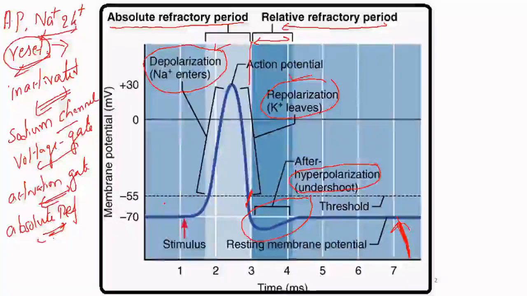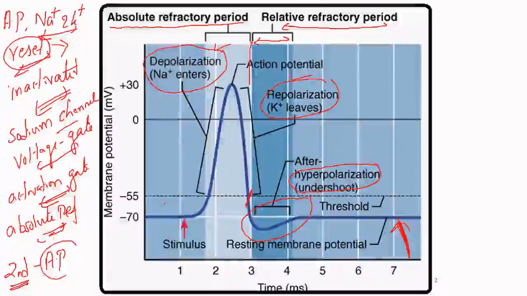So in short, the absolute refractory period is a period during which a second action potential is not possible. That is the meaning: a second action potential is not possible no matter how much stimulus you give. This period is a combination of depolarization and repolarization. Only once the threshold is reached and the recovery period is over is a second action potential possible. That will be explained with the absolute refractory period, right?